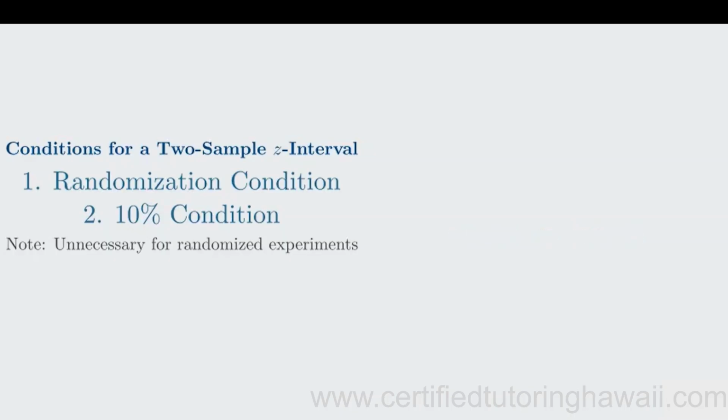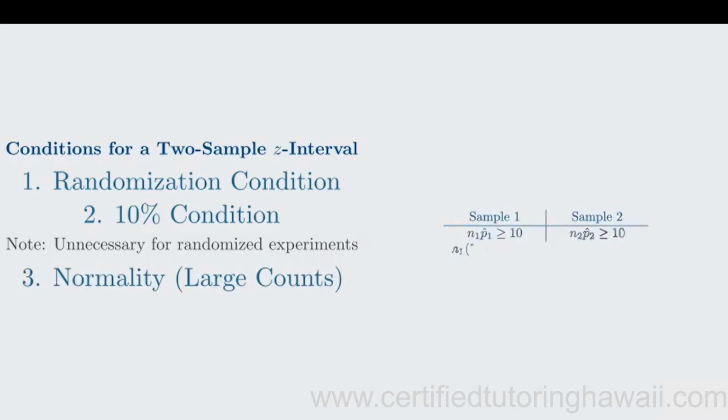Third is the normality condition, often called the large counts condition. We need to verify that we have enough successes and failures in both samples to assume the sampling distribution of the difference in proportions is approximately normal. Specifically, the number of observed successes and the number of observed failures for both groups must all be at least 10. If all three of these, random, 10%, and large counts, are satisfied, we have the green light to proceed with our calculation.